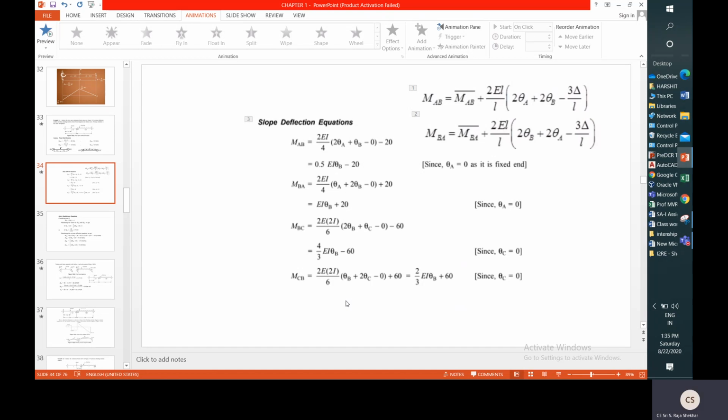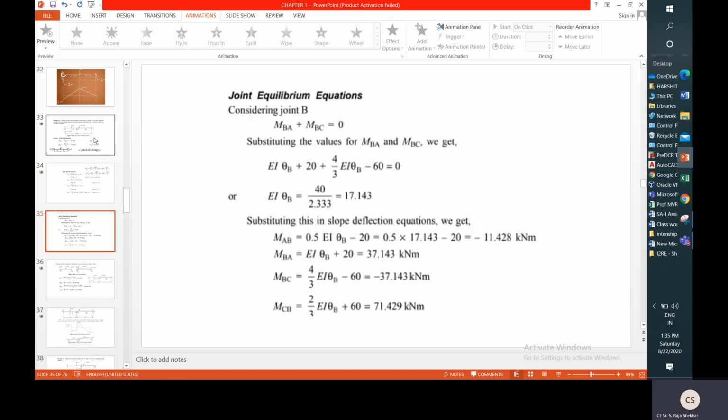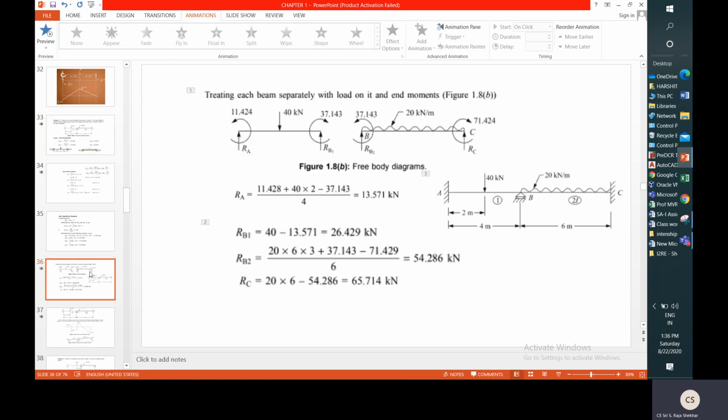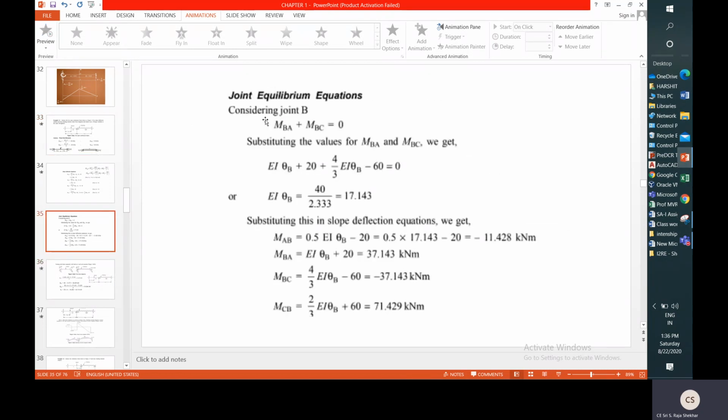Okay. Now we have generated four equations. And now you write the joint equilibrium equations. If you consider joint B, moment is equal to 0. What are the moments available here? First one is MBA, second one is MBC. That means MBA plus MBC is equal to 0. That is the joint equilibrium equation, considering joint B.